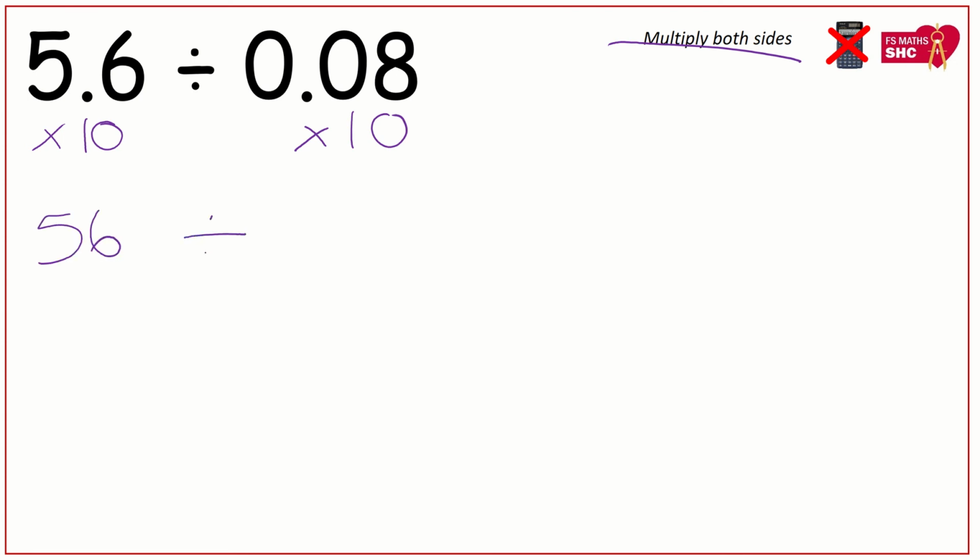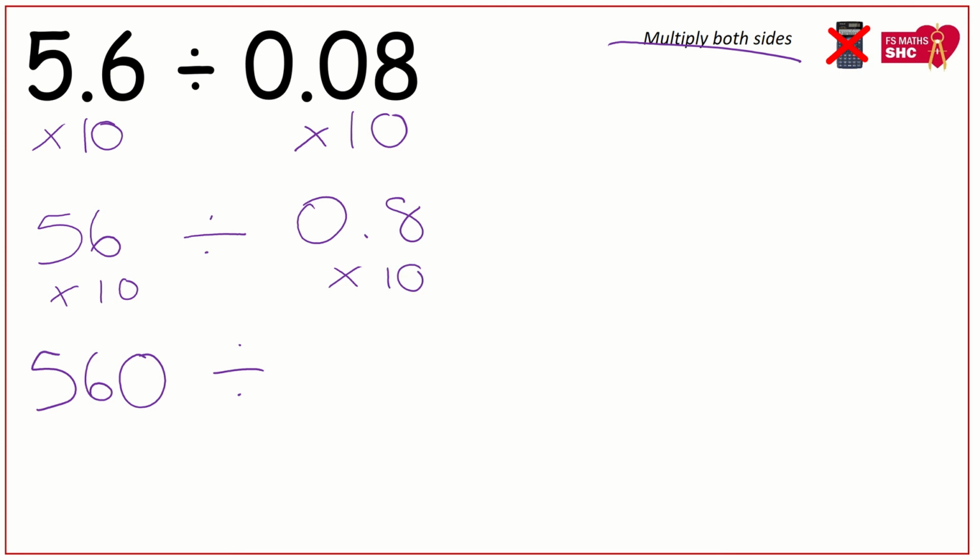56. And 0.08 times by 10 gives you 0.8. But that's not far enough. So let's times it by 10 again. So 56 becomes 560. And when we do 0.8 times 10, we get 8.